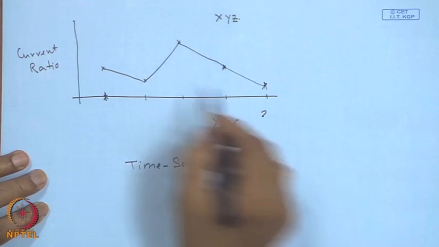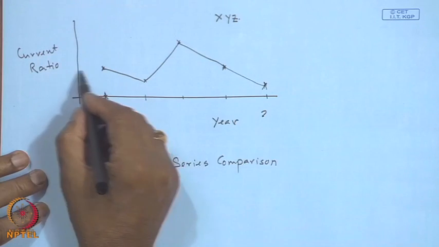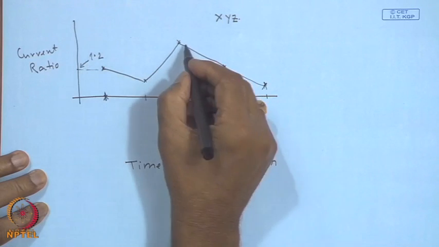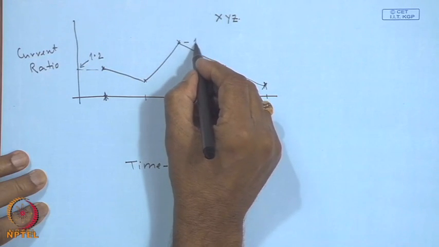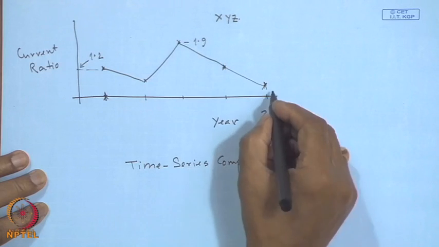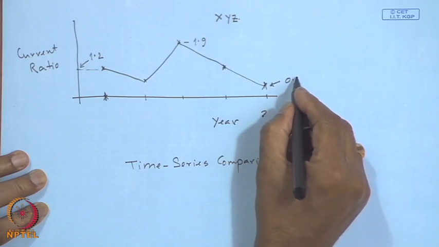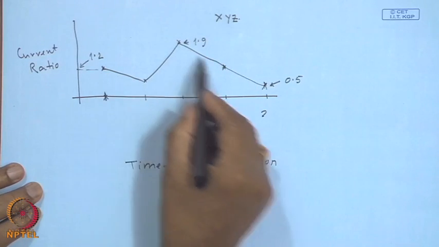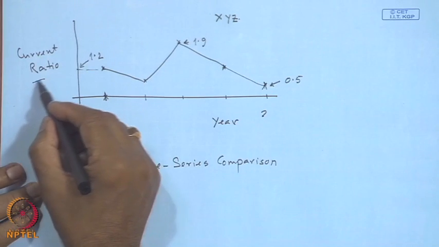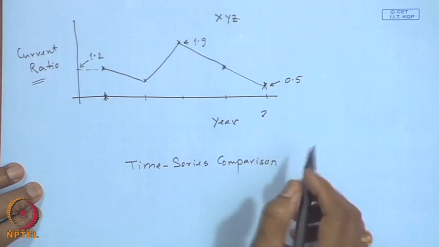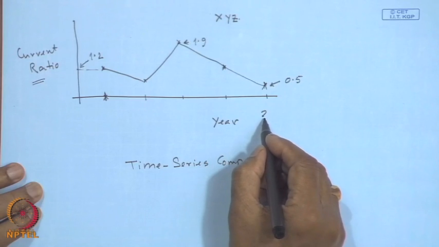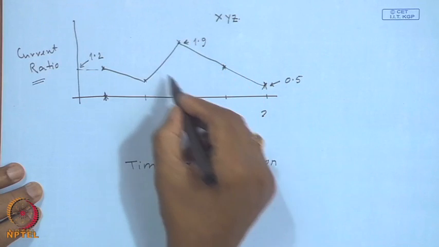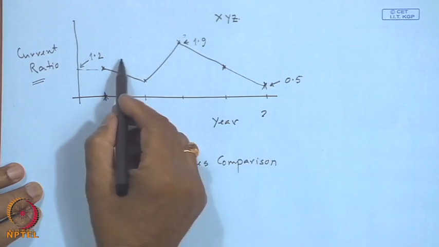So, in this time series comparison, suppose that this value was something like 1.2, this value was something like 1.9 and this value is something like 0.5. So, this indicates how with time the value of current ratio has changed as years have progressed. Now, one can make an analysis as to why the current ratio is showing a downward trend.